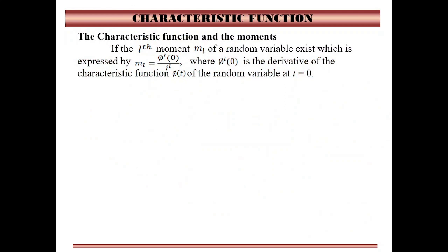The next one is the characteristic function and the moments. The nth moment of the random variable, if it exists, is expressed by m_n equal to phi^(n) of 0 divided by i power n. Here phi^(n) of 0 is the nth derivative of the characteristic function phi of t of the random variable at t equal to 0.